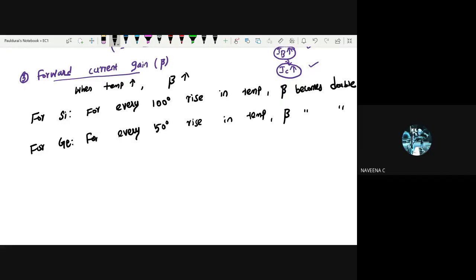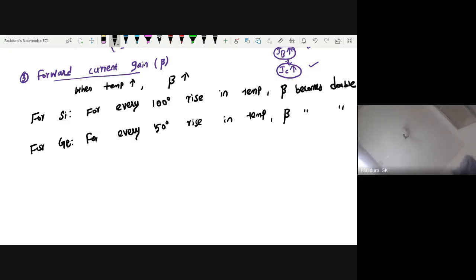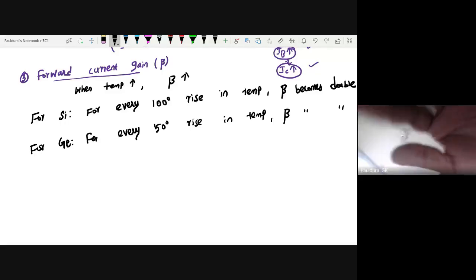Not an advantage, sir. Why? Sir, if current gain increases, isn't that an advantage? I want to generate more current. When temperature increases, if current gain increases, then automatically I will get more current from the transistor. Then why is it a drawback?